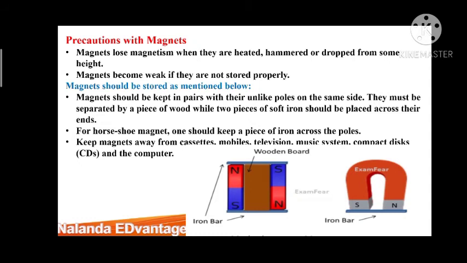But if you have a horseshoe magnet, such as this U-shaped magnet that you can see in the second diagram, you should keep a piece of iron across the poles. So that means all the unlike poles are already together and then they are sealed with an iron bar. And you need to store your magnets away from your cassettes, mobiles, televisions, music system, CDs and computer. That means all the electronic devices should be kept away from them. This is how you're going to store your magnets, and use them for a longer time.